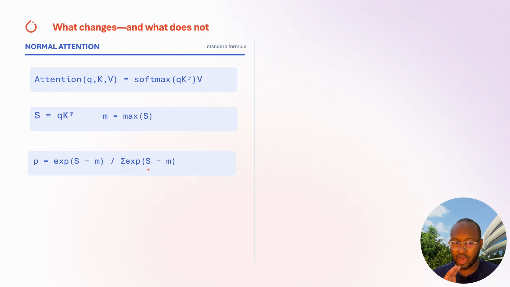So I have included this version that has this maximum just to show you how flash attention works when we also have this maximum. So this is the full version. At the end, for normal attention, all you have to do is multiply it by v.